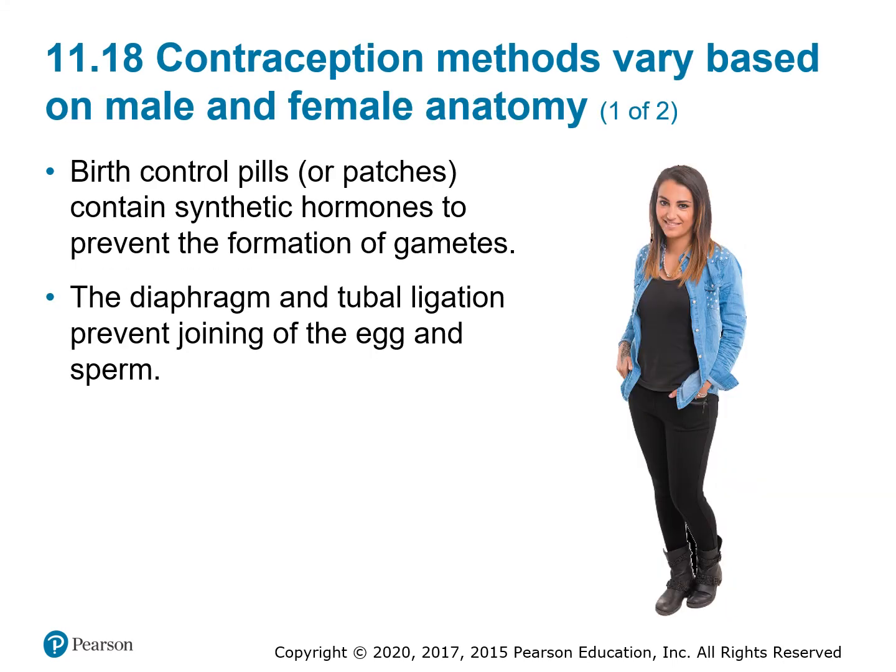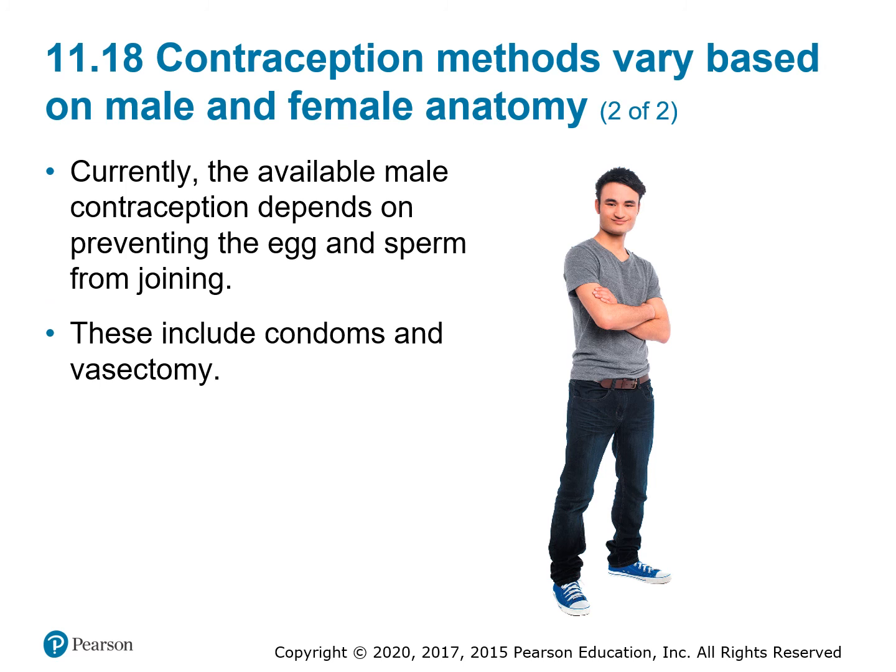So contraception methods vary based on male and female anatomy. Birth control pills are probably the most widely used, or patches. They work by containing synthetic hormones to prevent the formation of the gametes. The diaphragm and tubal ligation prevent joining of the egg and the sperm. Currently, the available male contraception depends on preventing the egg and sperm from joining, and these include condoms and a vasectomy.